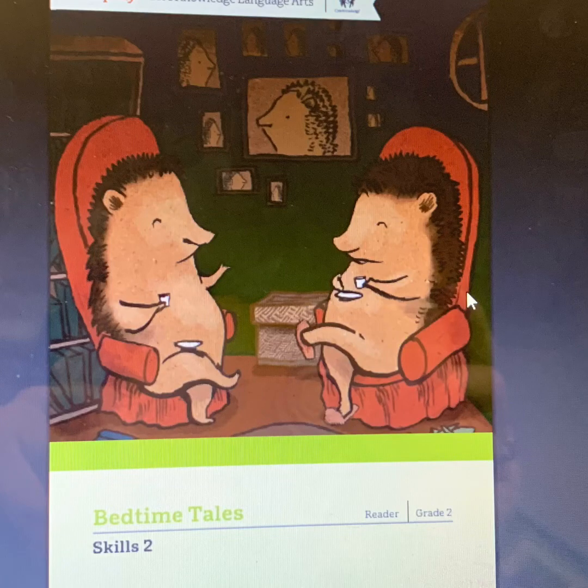Today we're going to read our first story from our book called Bedtime Tales. Let's take a look at the picture. What are tales? Remember, tales is another word for stories. In this unit, we're going to be looking at setting, characters, plot, and a moral.